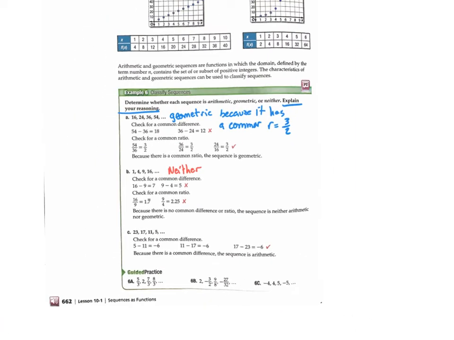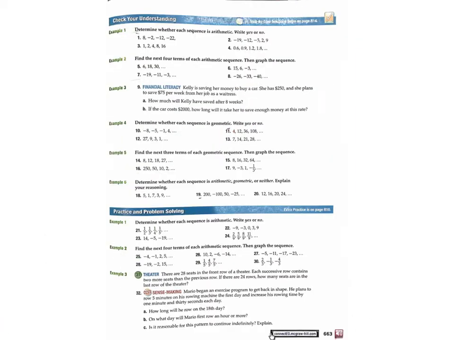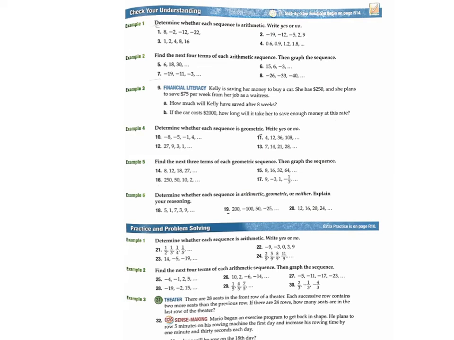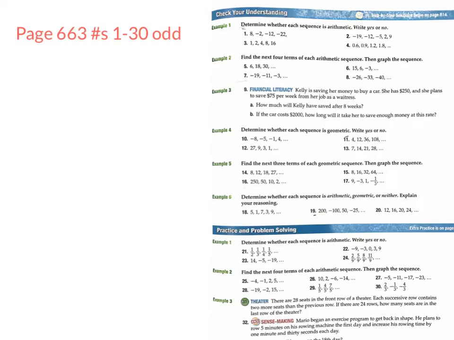So let's move on to today's assignment. We're going to work straight from the book here, page 663, and your assignment will be page 663, numbers 1 through 30 odd. It sounds like a lot, but it's pretty easy. And, you know, you need to practice this in order for it to stick to your memory.